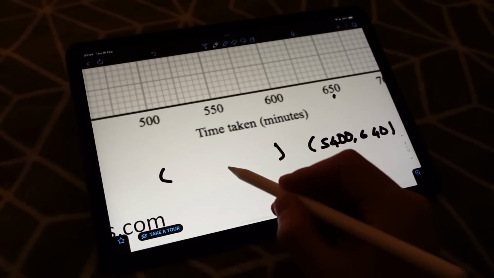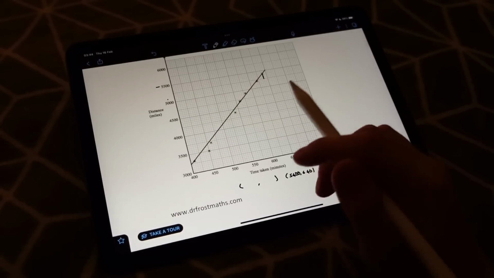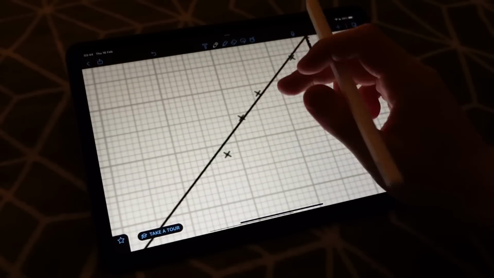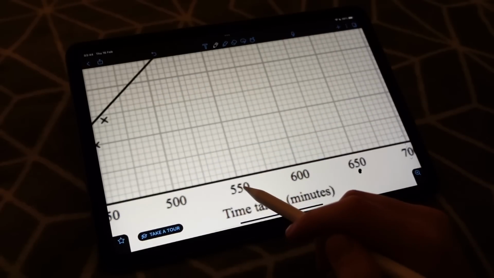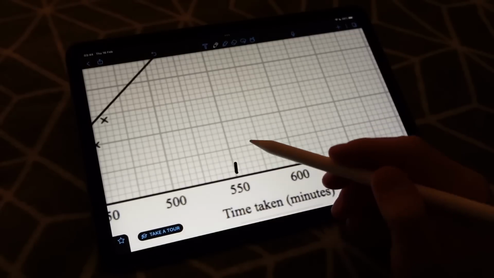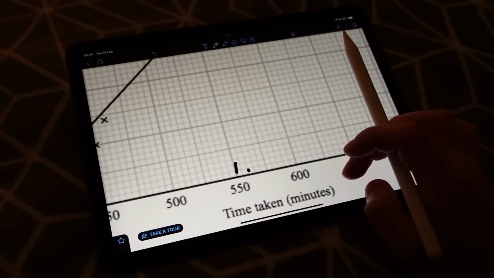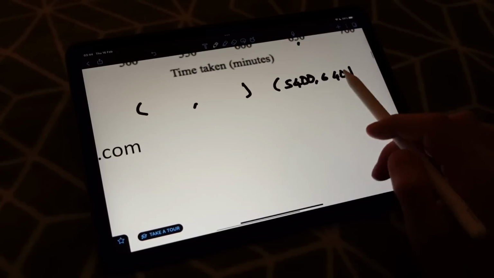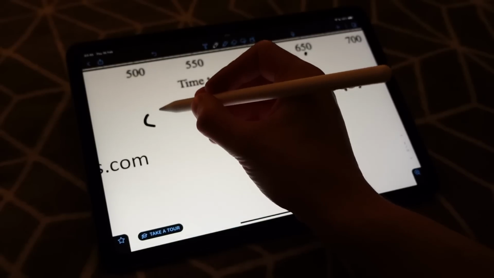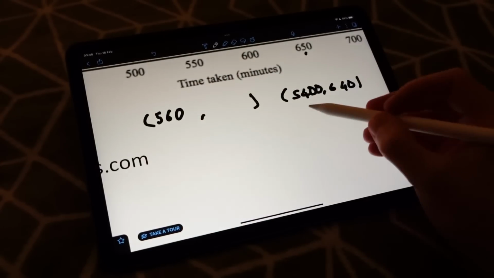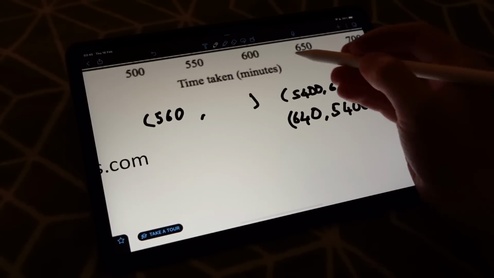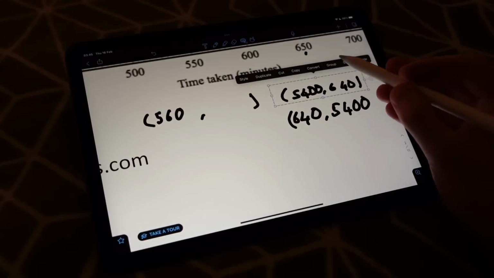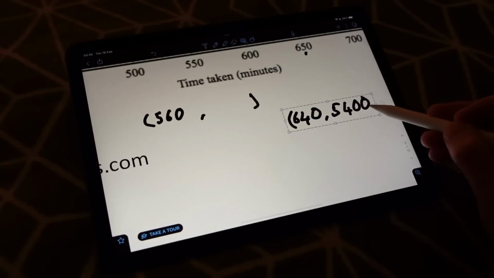And the second coordinate, it's good to pick one that's as close as you can to the line. So maybe this one here, which again is two boxes off here. So that's going to be 560. If it goes to there on the X, I've done them the wrong way around, I've just realized. Don't worry, I'll fix that. So, 640, 5400, and I'll replace that. Luckily I noticed it, because otherwise we'd get a very different answer.